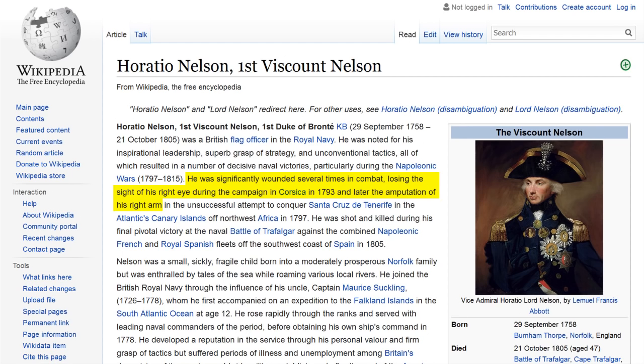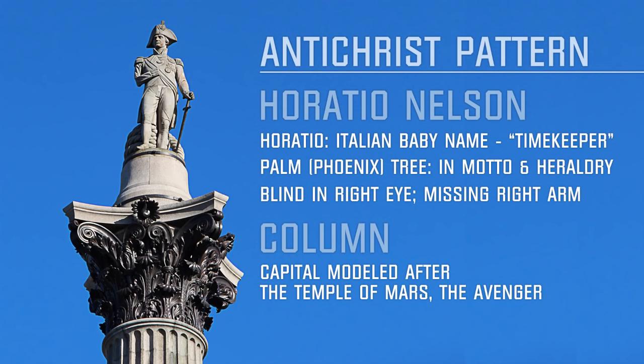So if you're looking for someone to be a pattern to use in messaging about the Antichrist, Horatio Nelson is a perfect pattern. We talked about how even his name means timekeeper, and that ties into what the Antichrist is going to be allowed to do for a short while. But even his heraldry that he used involved the palm tree and the phoenix concept, and he also fit the description of the idol shepherd of having distinctly blind in the right eye and missing his right arm, all perched on top of a capital modeled after the Temple of Mars, the Avenger.